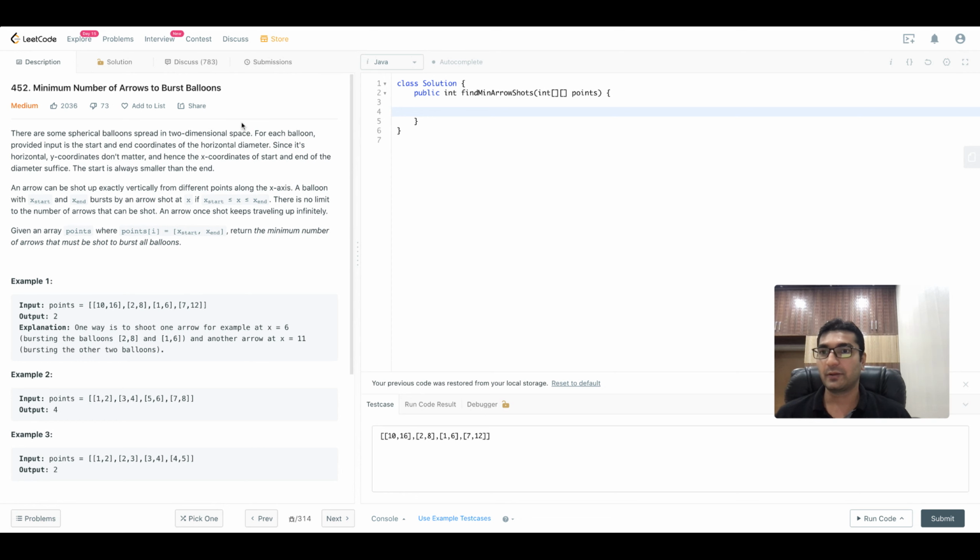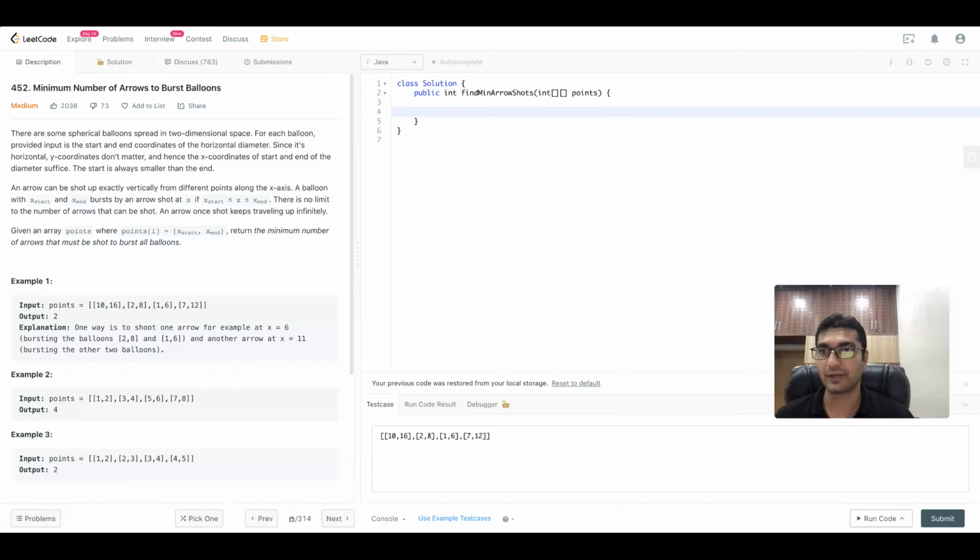Hello. Today I'm going to discuss this question: minimum number of arrows required to burst balloons. Let's go through this question. There are some spherical balloons spread in two-dimensional space. For each balloon, the provided input is the start and end coordinates of the horizontal diameter.